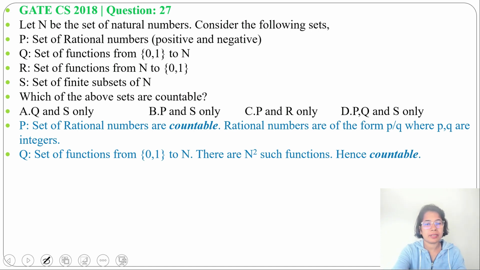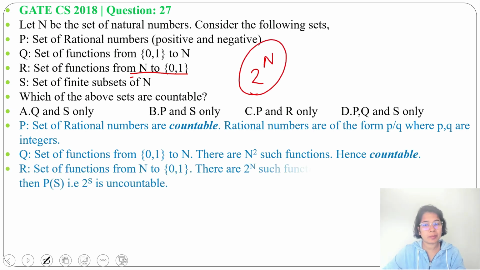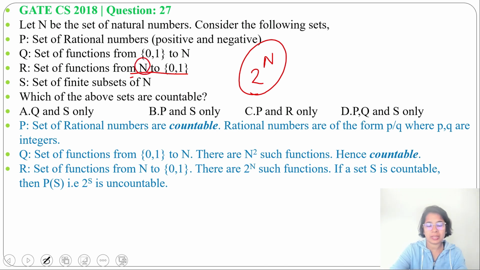Next, R, set of functions from n to {0, 1}. So how many such functions are possible? It's 2 power n. 2 power n, it's exponential. Hence it is uncountable. Always remember, power set is uncountable. If a set S is countable, then power set of S is uncountable. If n is countable, then function from n to {0, 1} is uncountable.